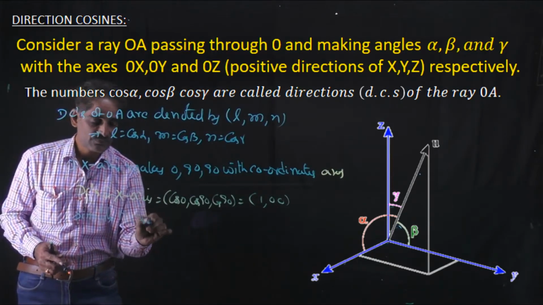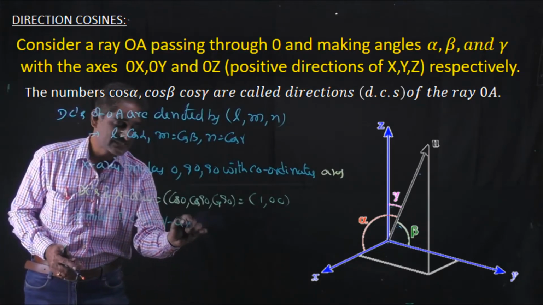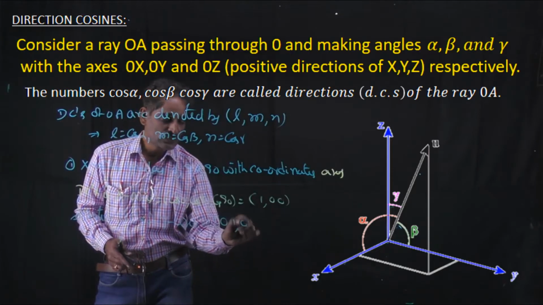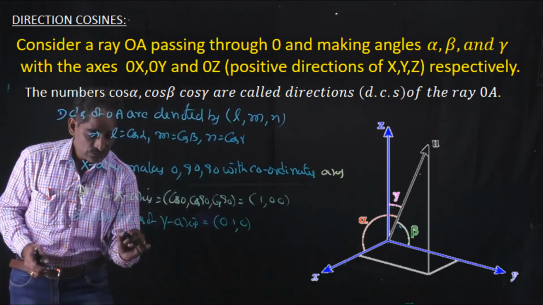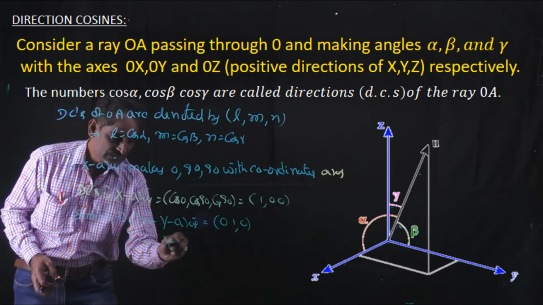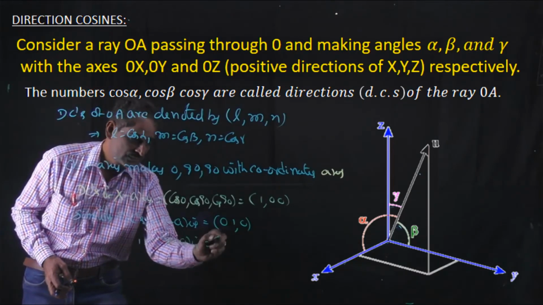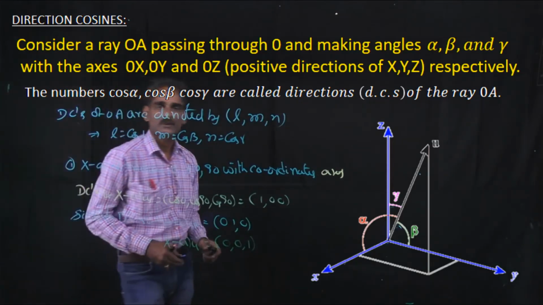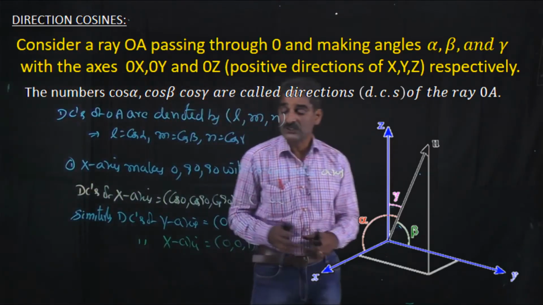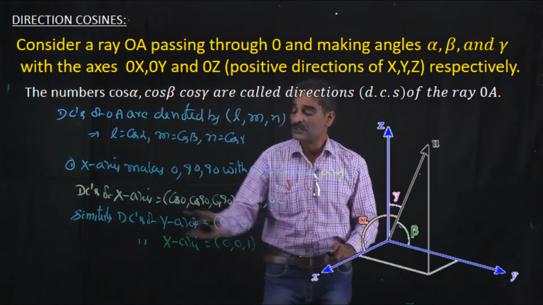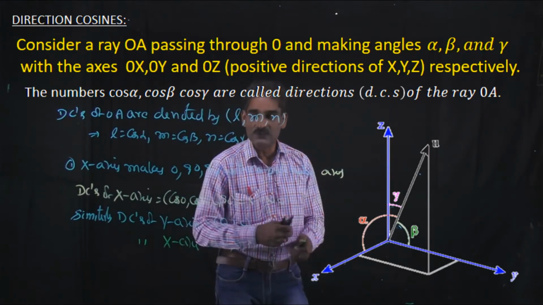Similarly, the DCs of the y-axis are 0, 1, 0, and the DCs of the z-axis are 0, 0, 1. So the DCs of the x-axis are 1, 0, 0, the DCs of the y-axis are 0, 1, 0, and the DCs of the z-axis are 0, 0, 1.